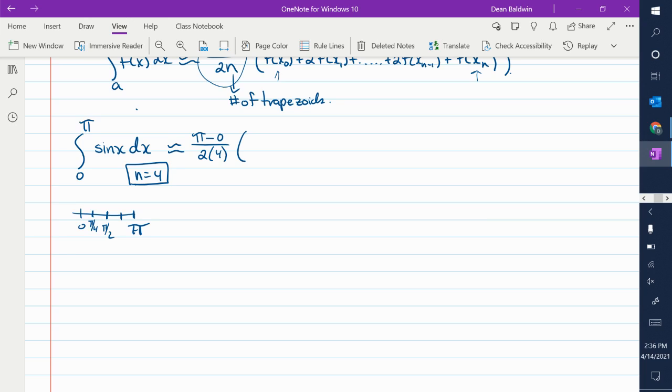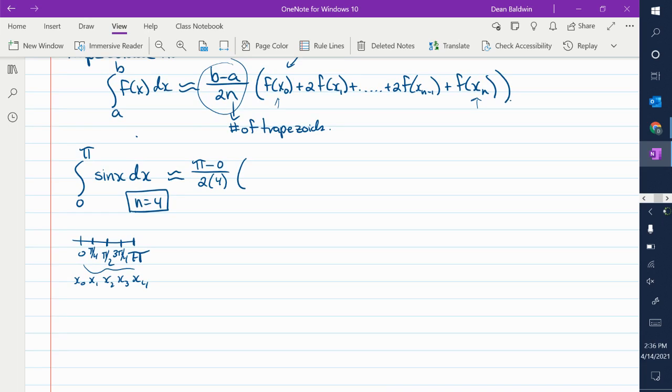And what's this? Three pi over 4, right? That makes sense to people? You have to equally divide them because these numbers are your x0, x1, x2, x3, x4. All right? That's what goes into these things. Okay? So I'll write it out.